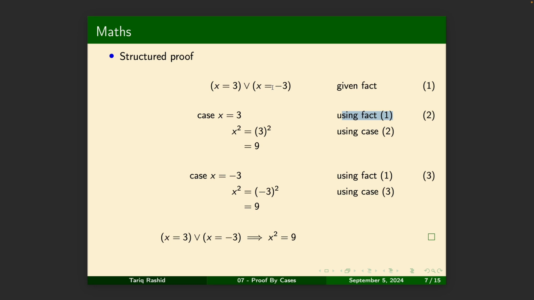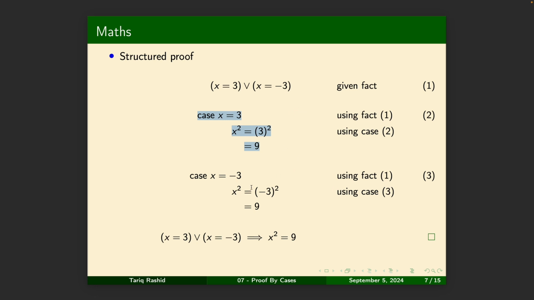It's from the disjunction, so it's using fact 1. I'm going to label this 2. Now we want to prove something about x squared, and we say, well, what could it be? Well, we know that in this case, x is 3, so it's 3 squared. So using this intermediate fact, which is actually a case, that's 9. So we've proven it for the first case.